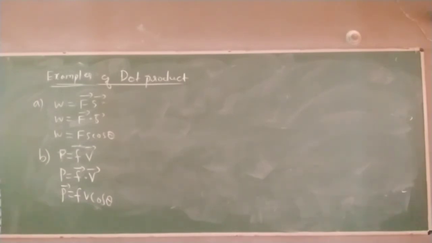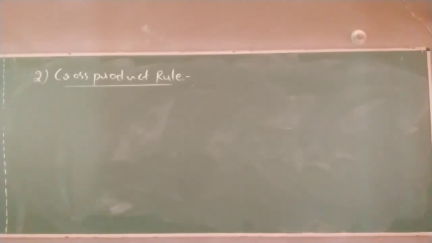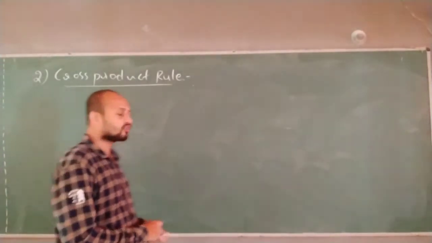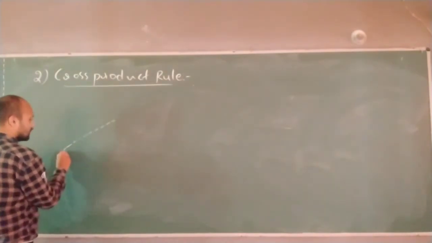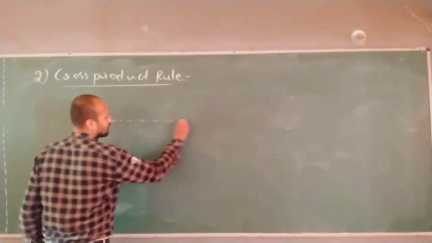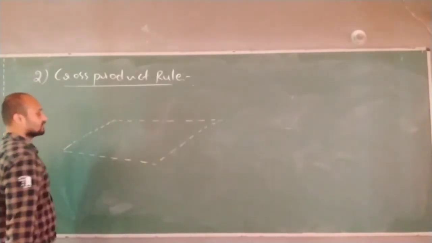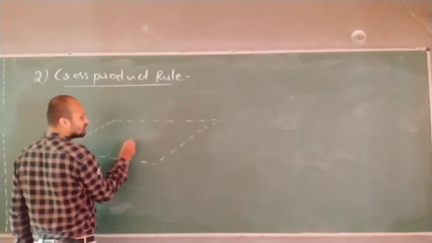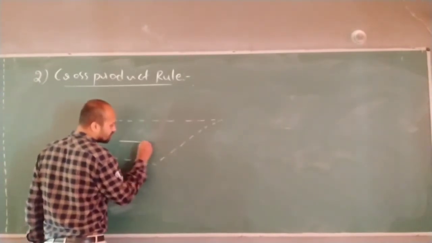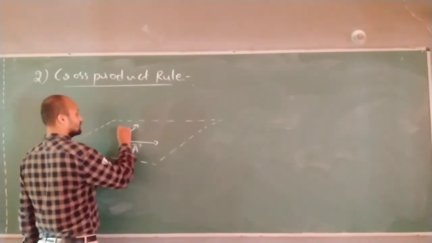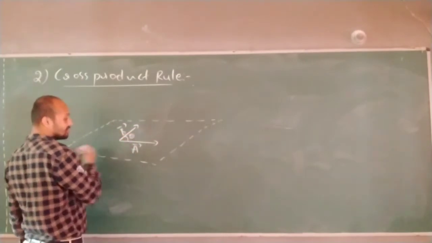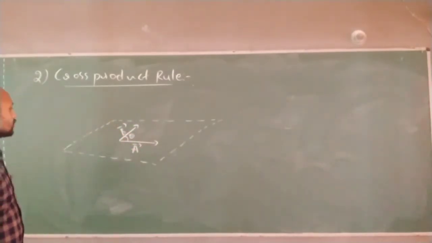Let's move on to the cross product. Correct now? Till now we have studied the dot product rule. Let us study the cross product rule. See, I will take one plane. To analyze this, I require a little bit of imagination from you guys also. I am taking one plane. Now I will take two vectors which are in this plane. Let us take vector A. This is vector B. Both are lying in this plane.